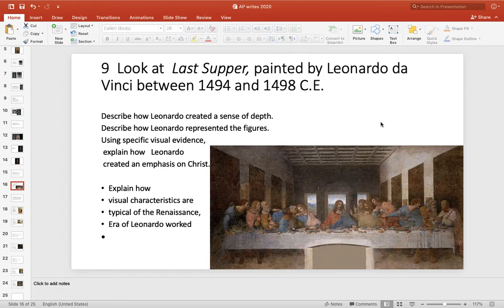Then it says, how is there an emphasis on Christ? You could talk about how the vanishing point is really a window or a halo behind his head, and Christ actually looks like a triangle, which is very stable in the center of the painting. Then it talks about how is this typical of the Renaissance. Again, the Renaissance creates naturalistic space with linear perspective, and that would be that one there.